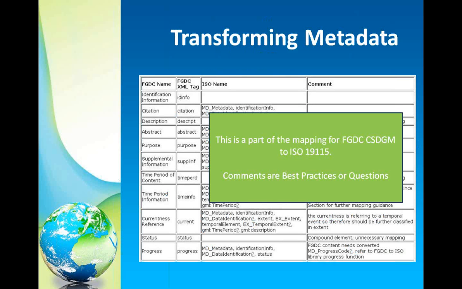This is a small part of the mapping, a crosswalk from the FGDC CSDGM to the ISO 19115. Crosswalks identify how elements map to each other. The transforms, XSLTs, actually do that mapping. And this shows the FGDC CSDGM name, its XML tag, and where this element belongs in the ISO field, how it corresponds, how it maps over.